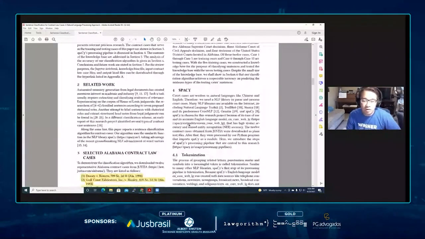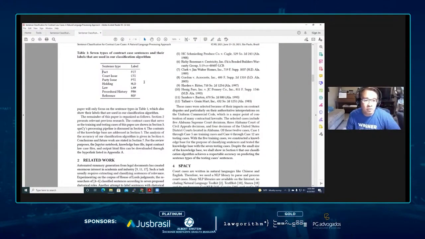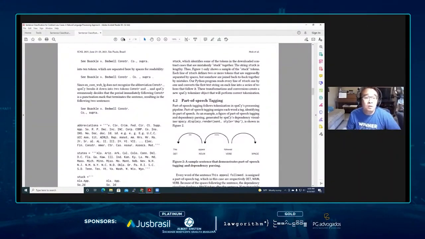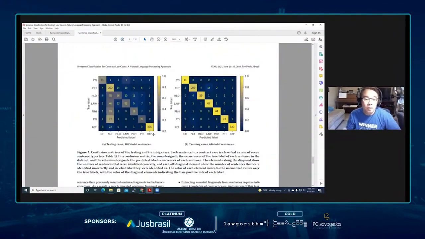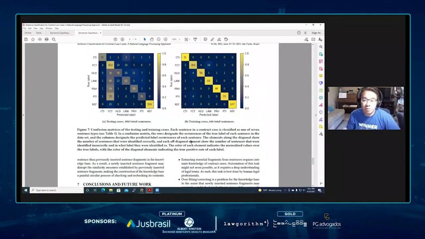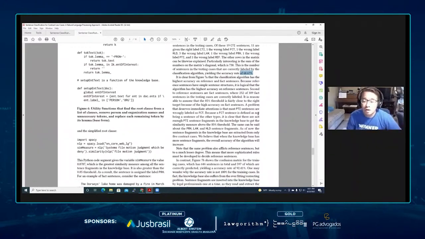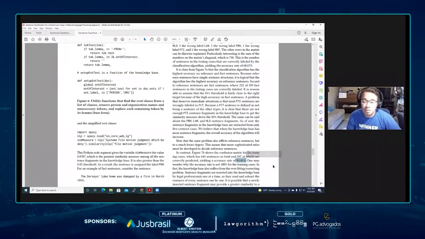And here are the results of our experiment. At this point in time, this is still very preliminary. Considering these 7 sentence types, this is what we got. Altogether, we have 1,063 sentences in the testing cases, and we got 646 sentences in the training cases. The accuracy at this point is about 69% for the testing cases. For the training cases, we got 92.41%.